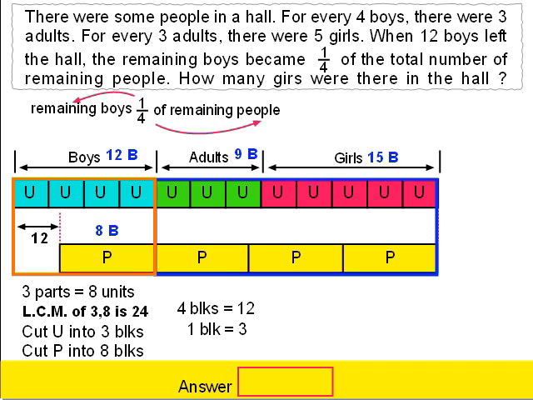And the question is asking us how many girls were there in the hall. They were all together 5 units, or 15 blocks of them. Therefore, since 1 block is equal to 3, we take 3 multiplied by 15 blocks. That gives us 45. So the answer to this question, there were 45 girls in the hall.